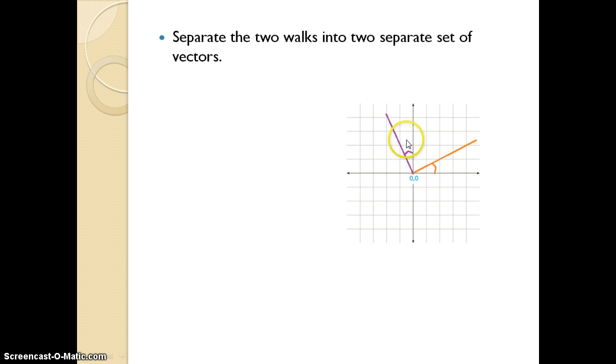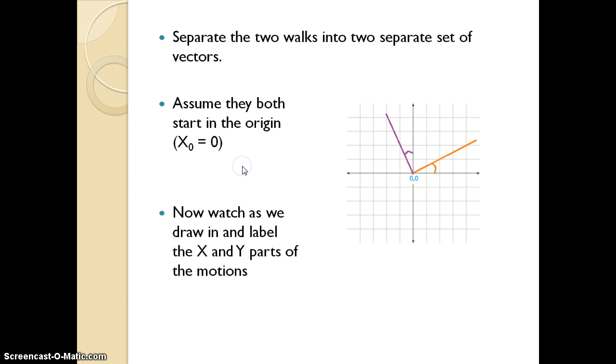And again, it's left or negative from the north. But Jock, aren't you walking the orange and the purple? Yeah, but with vectors, it doesn't matter how you put them together. We split them up because it makes it a lot easier to analyze them. So we assume they start at 0. Now watch as I start labeling in the parts.